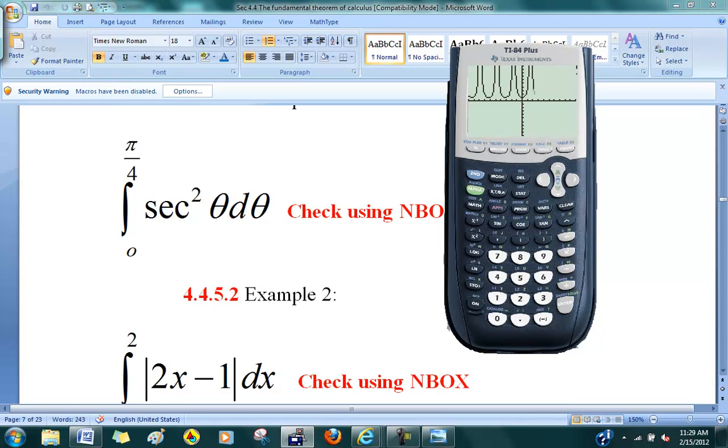It's a pretty funky graph. And you're going to go second calc. You're going to go number 7, which you can see is an integral there, and your lower limit was 0, as you can see right there. And the upper limit is pi over 4, so you're going to go second pi divided by 4, and your answer should be very close to 1, if not exactly 1. Wow, it's amazing. It gives you exactly 1.